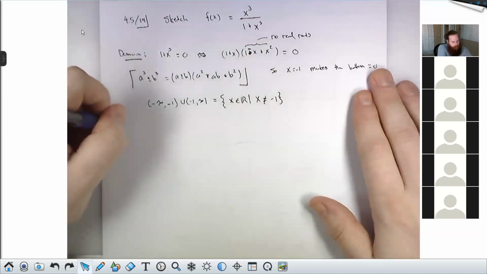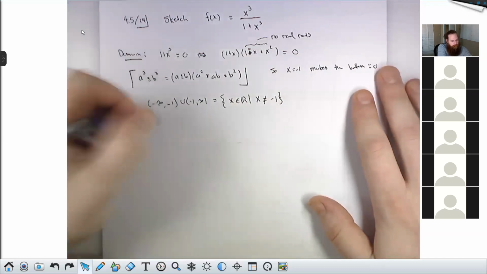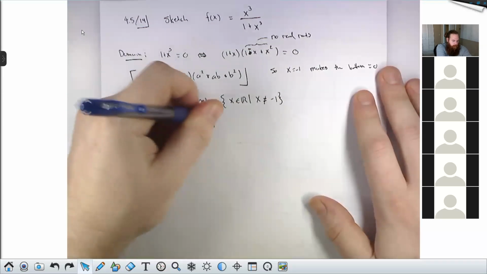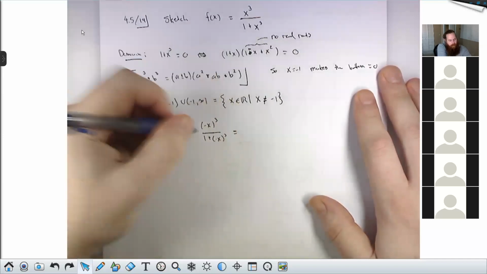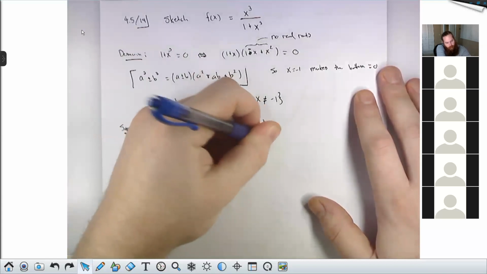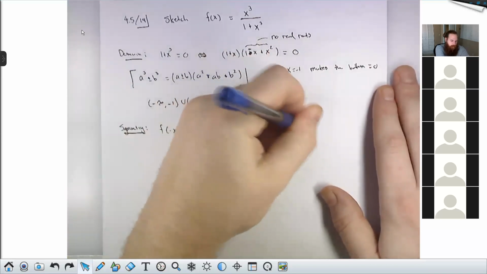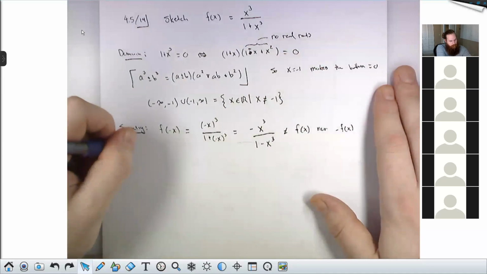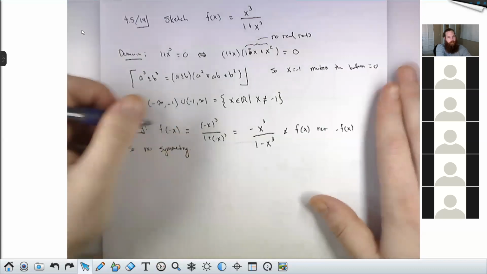Check for symmetry. This might be an odd function, but it's not. It's definitely not even. So that would be -x cubed over 1 plus -x cubed. And upstairs, the negative of x all cubed is the negative of x cubed. Downstairs, we'll get 1 minus x cubed, though, not 1 plus x cubed. So this is not equal to f of x, nor is it negative f of x. So there's no symmetry. F is neither even nor odd.